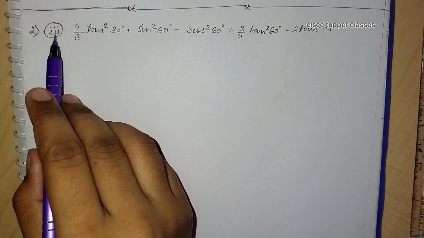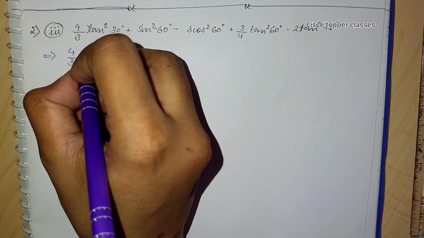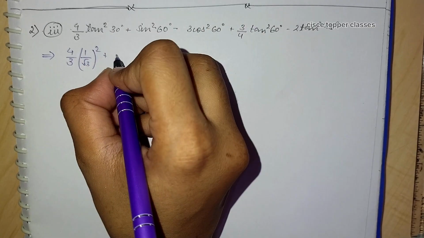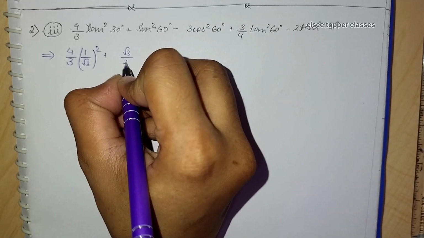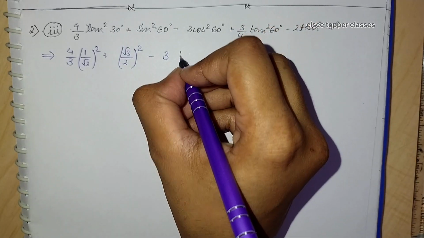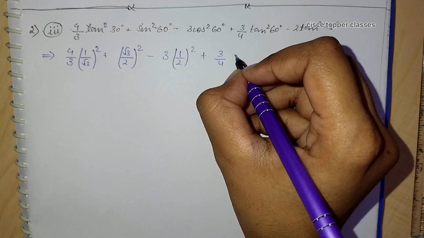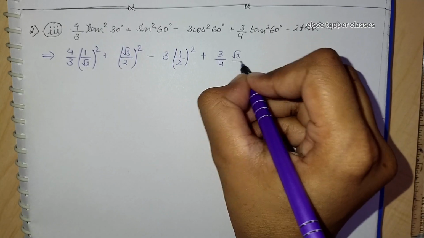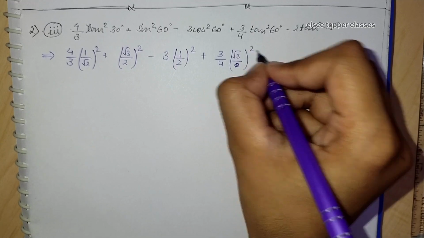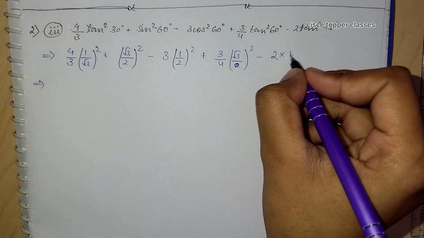Let's solve question number 2 third part. Here it is 4 by 3 tan square 30. So tan 30 we know this is 1 by under root 3. So tan square it is, so square of that. Then sin square 60, sin 60 we know is under root 3 by 2, whole square, we can write minus 3 cos square 60. Cos 60 is again 1 by 2, so again whole square, plus 3 by 4 tan square 60. Tan 60 is under root 3, whole square, minus 2 tan square 45, so 2 into 1, because the square of 1 will be 1.